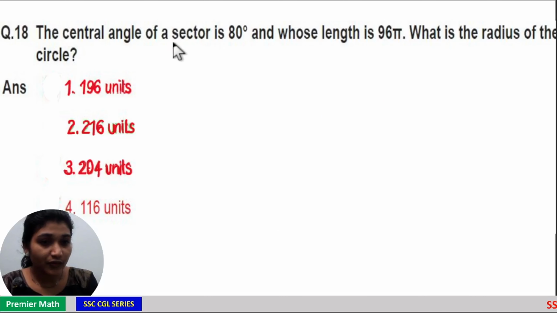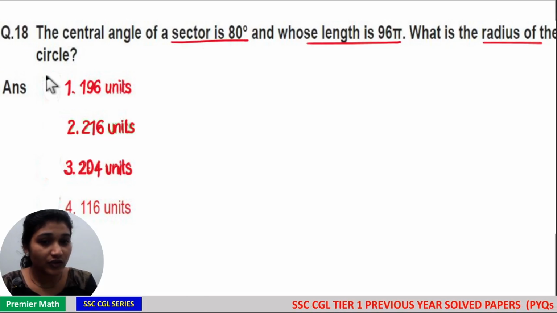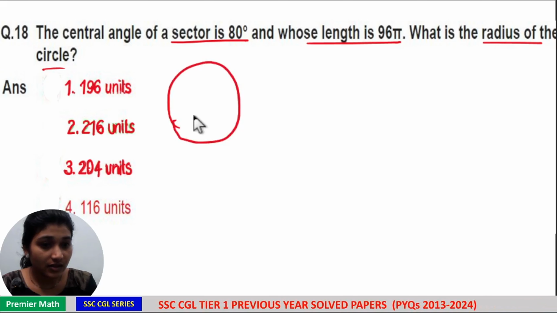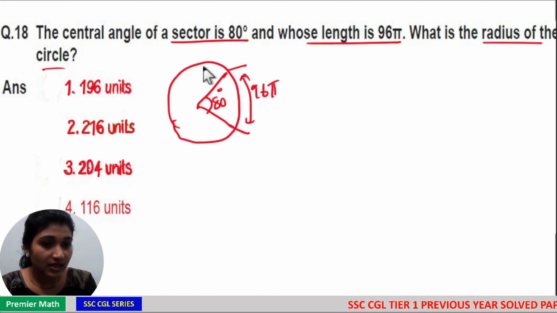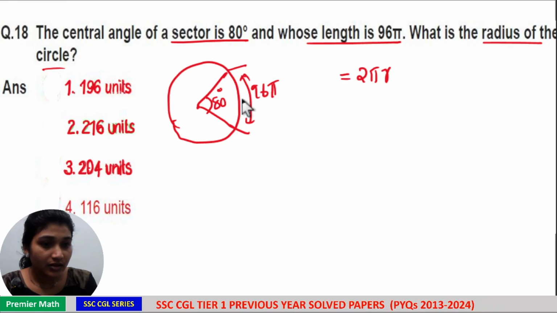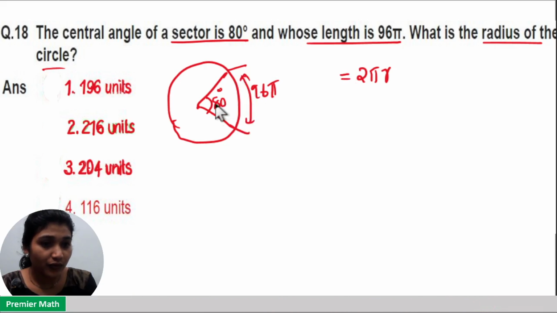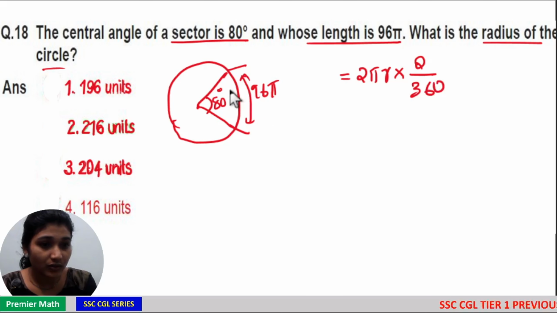The central angle of a sector is 80 degrees and whose arc length is 96 pi. What is the radius of the circle? If this is the circle, the central angle is 80 degrees. And here the arc length is given as 96 pi. Now you can see the total circumference of the circle is 2 pi r. Now this arc length is a fraction of 2 pi r. That fraction is theta divided by 360.